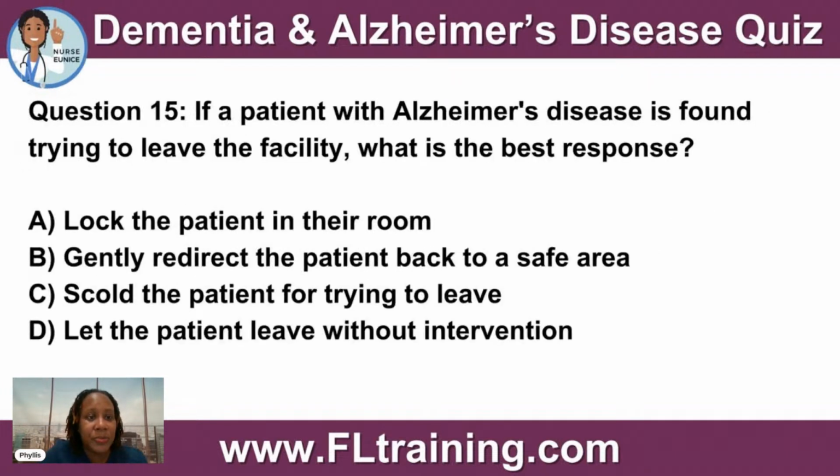Next question. All right, if a patient with Alzheimer's disease is found trying to leave the facility, what is the best response? Is it A, lock the patient in their room? Is it B, gently redirect the patient back to a safe area? C, scold the patient for trying to leave? D, let the patient leave without intervention? All right, so what do we have? I see some B's, D's, C's. We're all over. All right, B's, B's. All right, so let's reveal and see what this answer is.